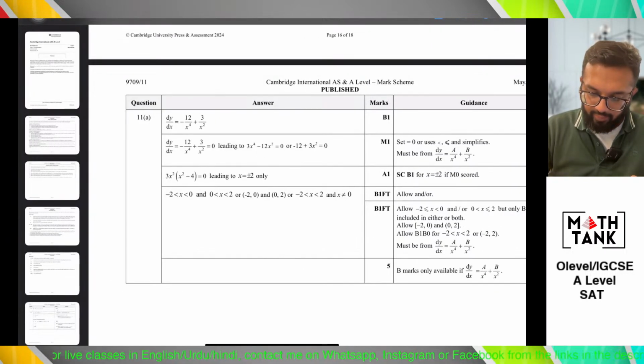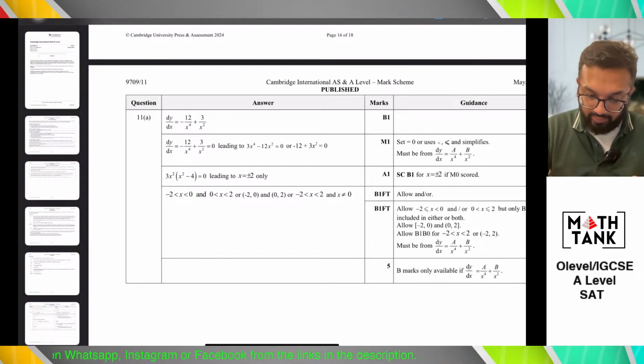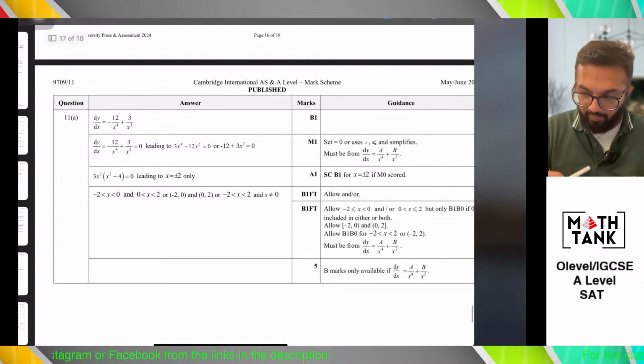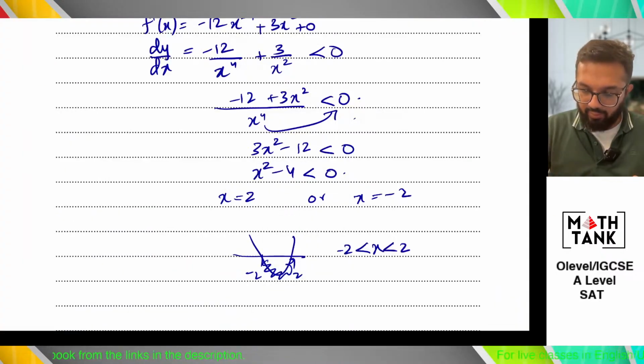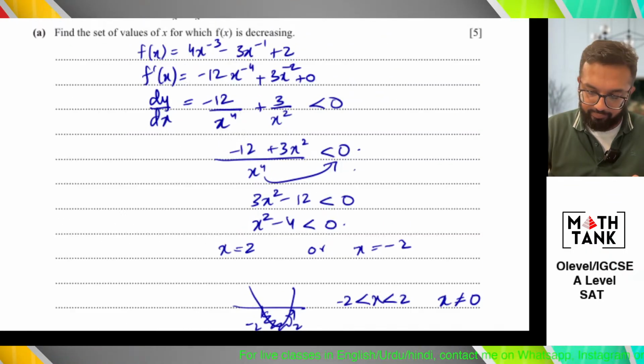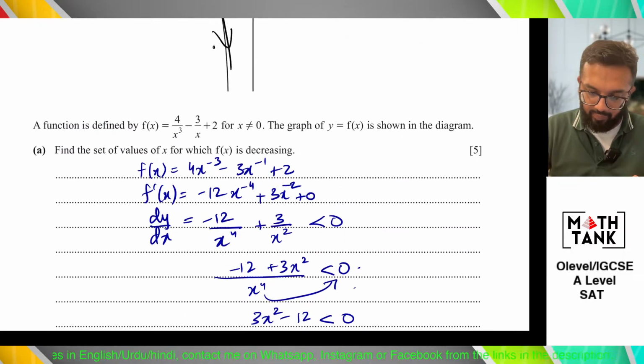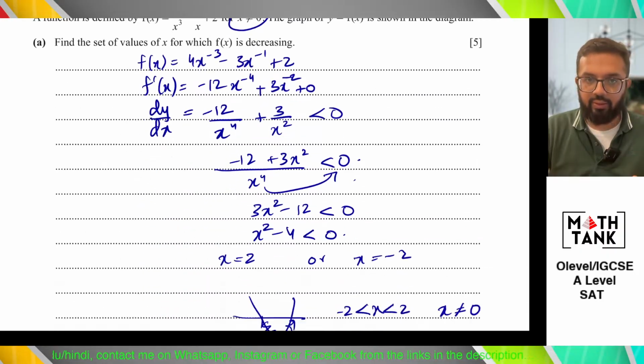Okay. One thing that you should be careful about here is that x cannot be 0. Okay, x cannot be 0. You need to restate that.